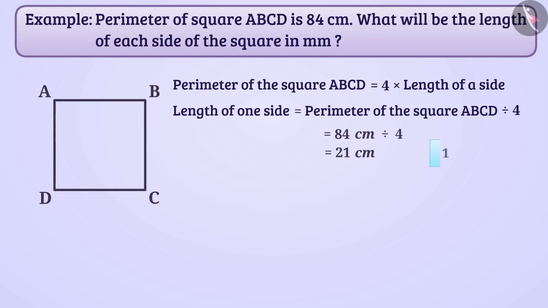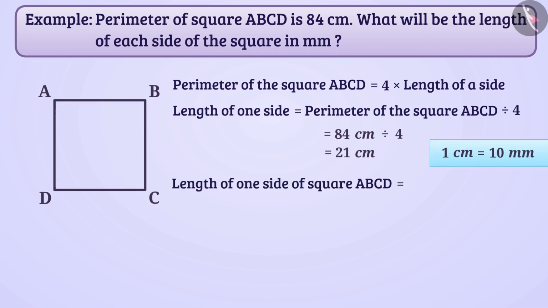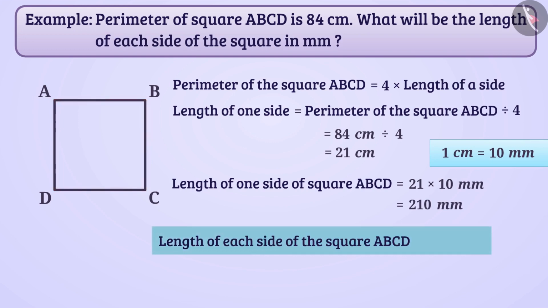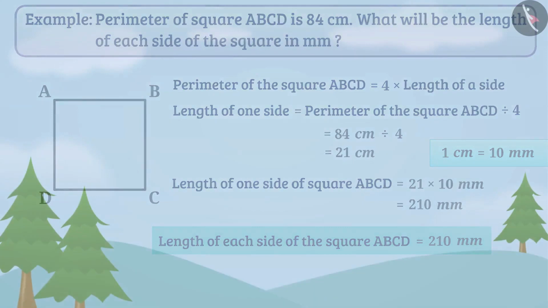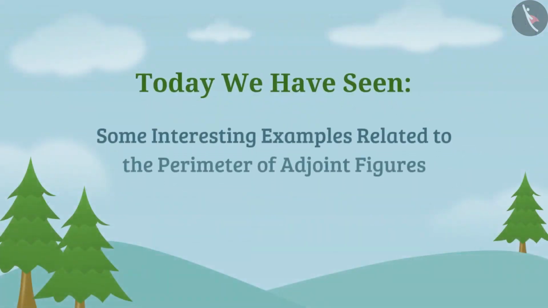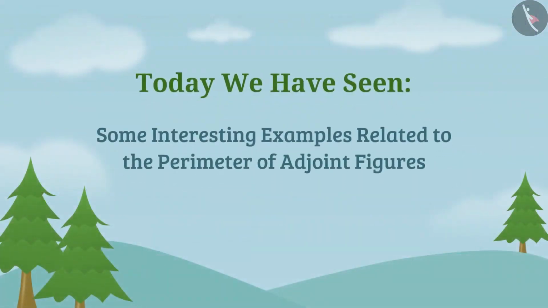We know that 1 centimeter is equal to 10 millimeters. In this way, the length of one side of square ABCD will be 21 multiplied by 10 millimeters, which is equal to 210 millimeters. Since the lengths of all the sides of the square are equal, the length of each side of the square ABCD is 210 millimeters. Today we have seen some interesting examples related to the perimeter of adjoint figures. In the next video, we will see some misconceptions related to them.